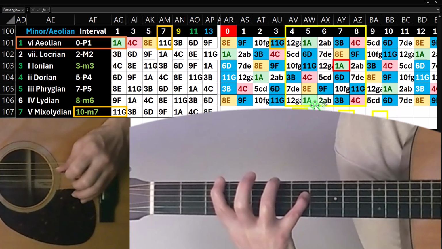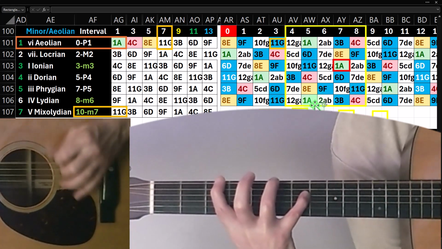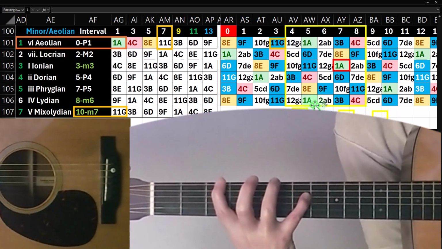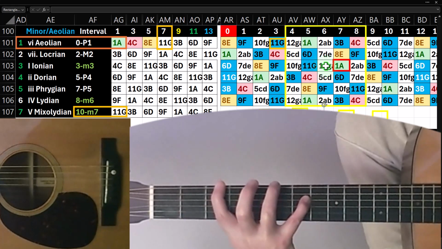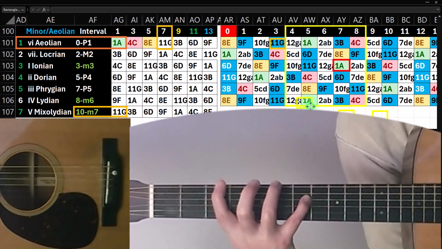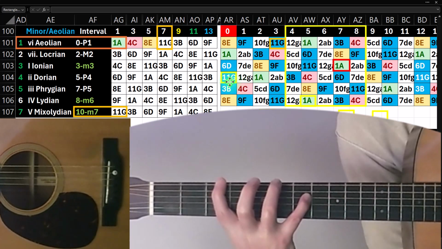So from G to A is a 2-note away major second. From A to G, therefore, is a 10-note away minor 7. So if I go up 2 strings, then the 10-note away minor 7 will be 1, 2, 3, 4 frets back unless I cross the fault line, which would happen on the B or the E string. So let's take a look at this A, for example, and go up 2.